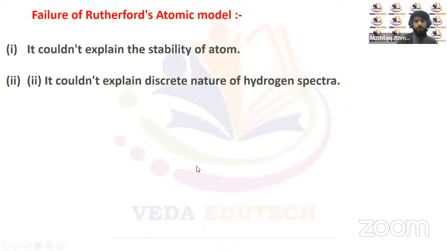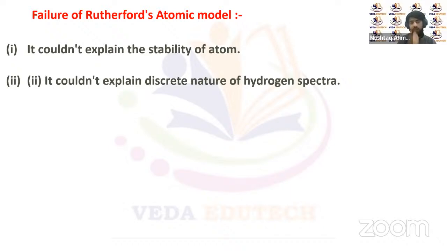Later on, once again, Rutherford's atomic model could not explain the stability of the atom, because we know that whenever a charge moves around the nucleus, it is an accelerated system, so it must lose its energy. It must have a definite energy. So the stability of the atom was not explained by Rutherford's model, and it also could not explain the discrete nature of the hydrogen spectra.